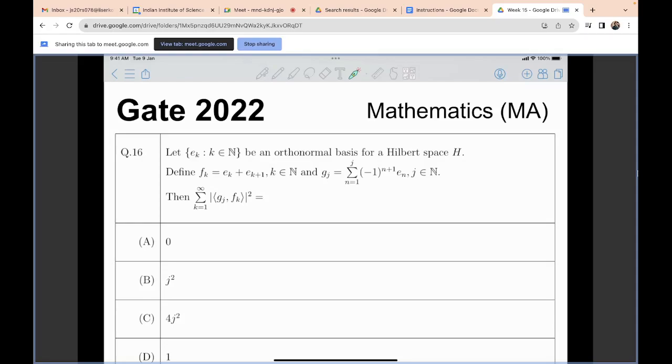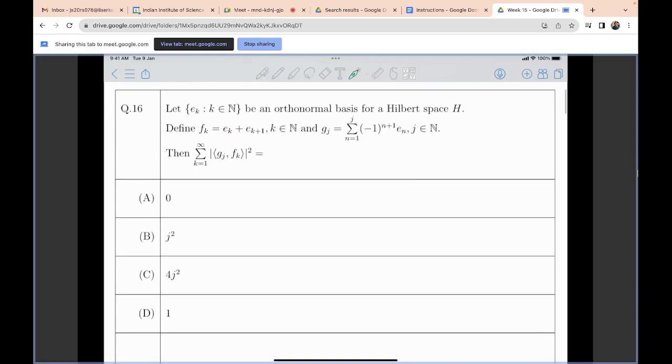It says: let Ek be an orthonormal basis for the Hilbert space H, and define Fk as Ek plus Ek plus 1, and Gj as the summation n equals 1 to j of minus 1 to the power n plus 1 En. Then you have to compute the series summation k equals 1 to infinity of mod Gj inner product Fk, mod square. Four options are given. You have to check which one is correct.